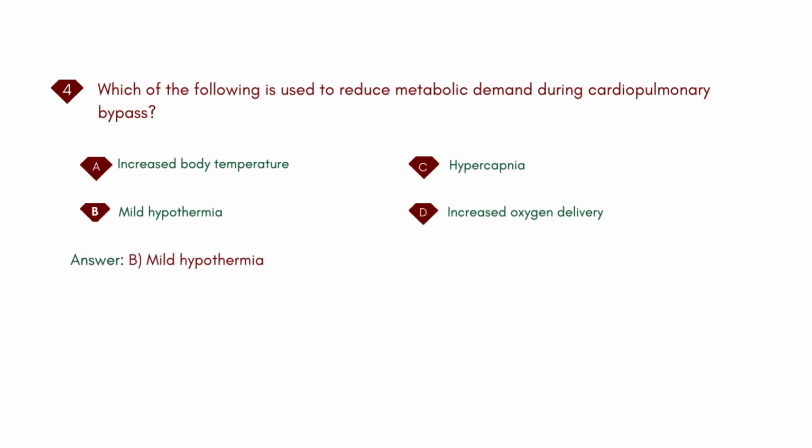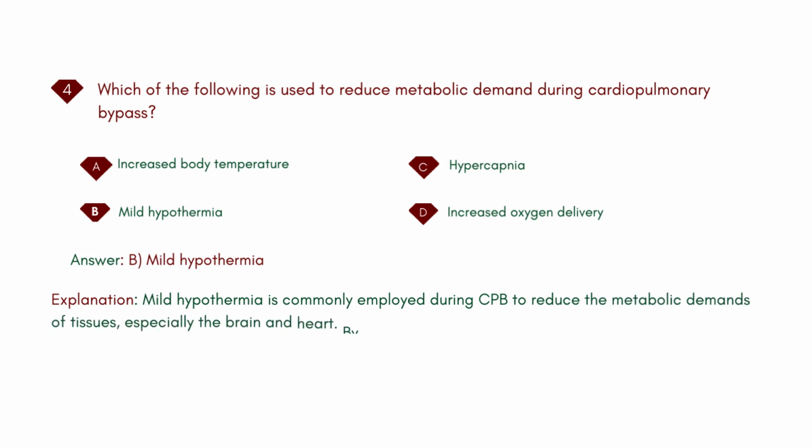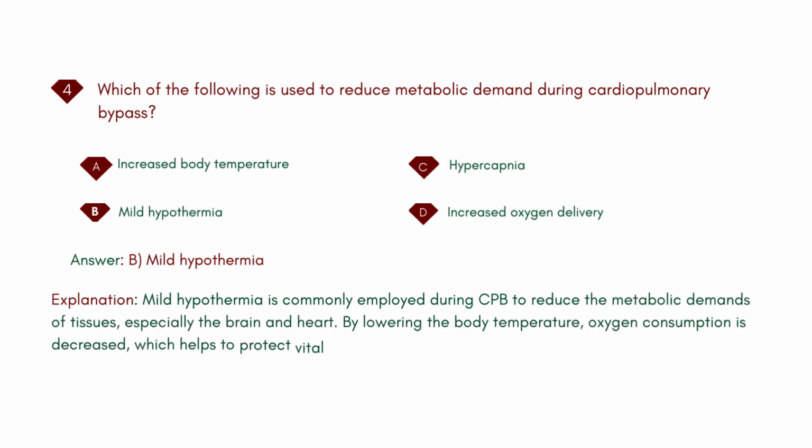Mild hypothermia. Explanation: mild hypothermia is commonly employed during CPB to reduce the metabolic demands of tissues, especially the brain and heart. By lowering the body temperature, oxygen consumption is decreased, which helps to protect vital organs during the procedure and reduces the risk of ischemic injury.